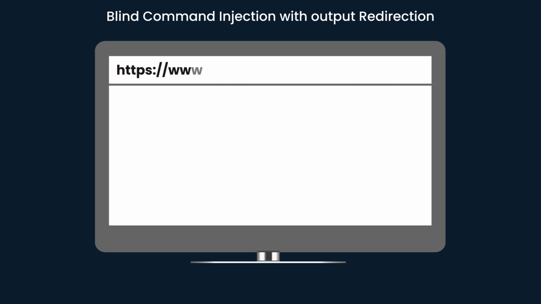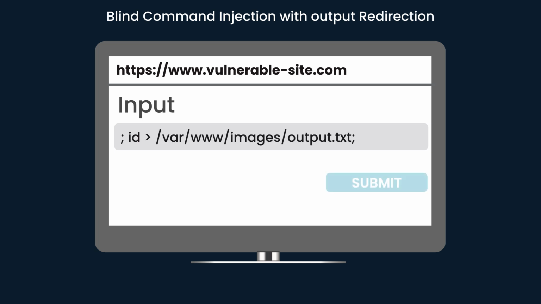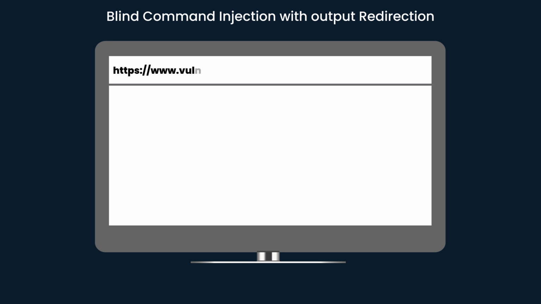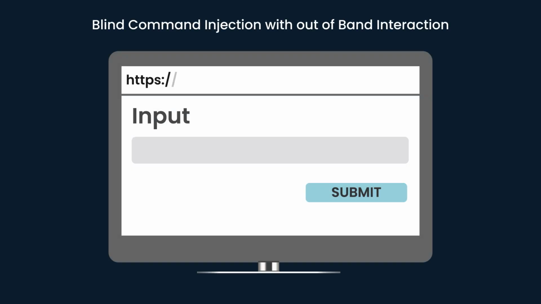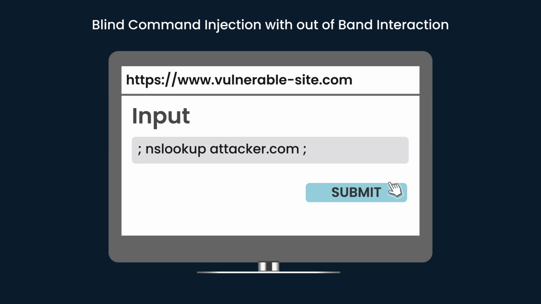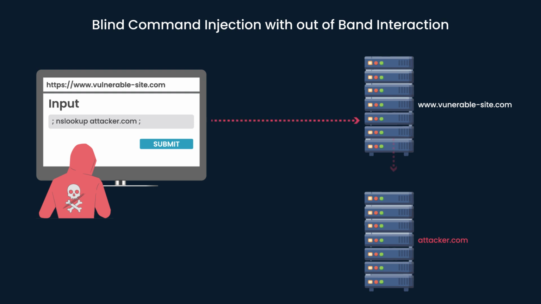Blind command injection with output redirection involves redirecting the command output to a writable folder, such as /var/www/images. This location can be accessed by the attacker by loading the image URL. Blind command injection with out-of-band interaction exploits web application vulnerabilities by using commands like nslookup to perform DNS lookups. Attackers then verify the exploit's success by monitoring the DNS requests made to their controlled domain.